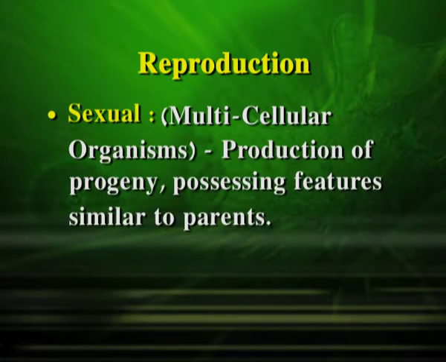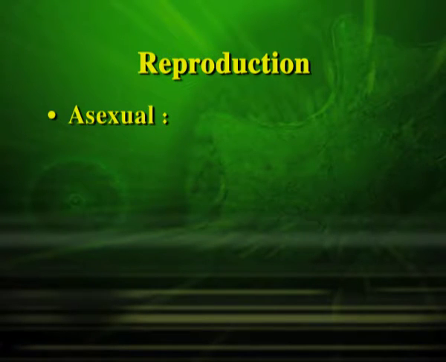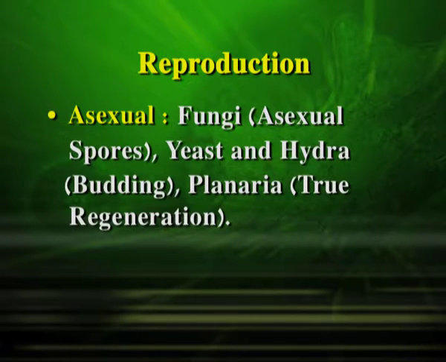Reproduction: sexual reproduction in multicellular organisms is the production of progeny possessing features similar to parents. In asexual reproduction, for example in fungi, reproduction is carried out by asexual spores. In yeast and hydra, it is carried out by budding. In planaria, it is by true regeneration.